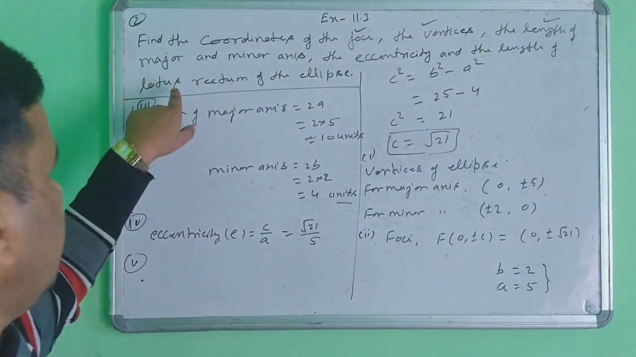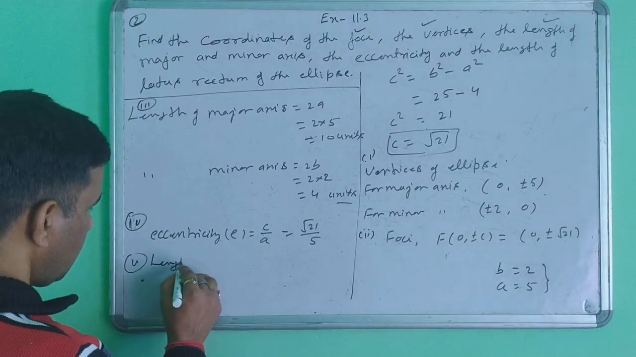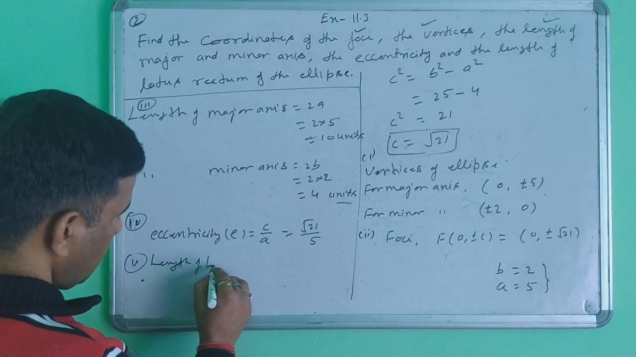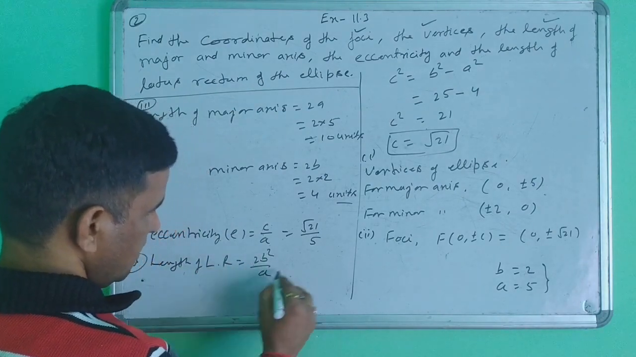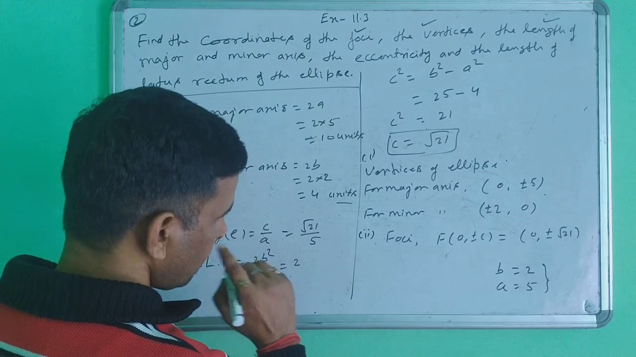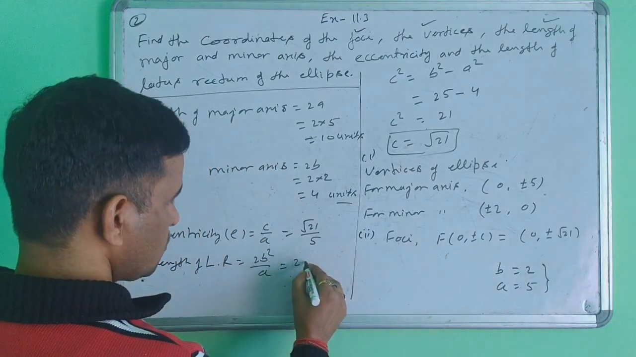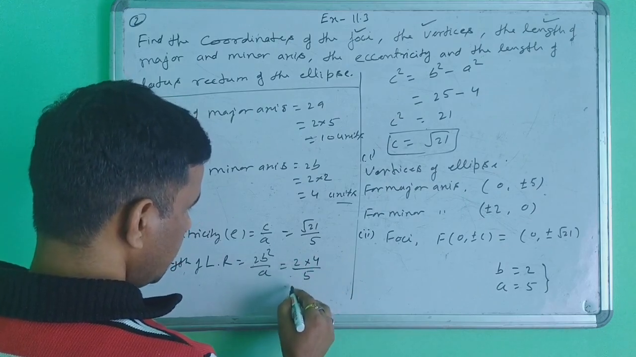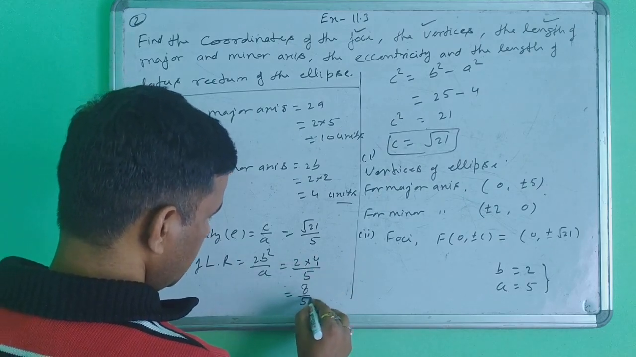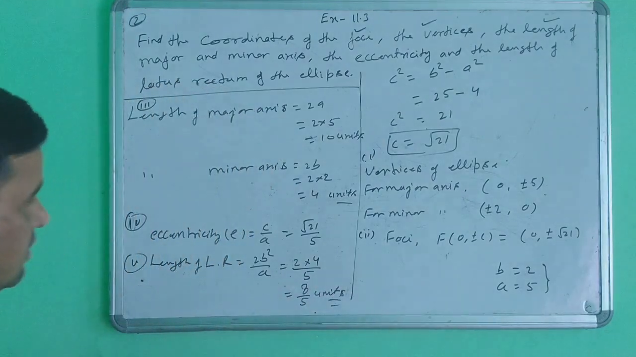And the length of the latus rectum. Next, length of LR is 2b square upon a. What is the value of 2b square? 2b means the length of the minor axis. So 2b square means 4 upon a, which is 5. So the length is 8 upon 5 units. This is your answer to the fifth part.